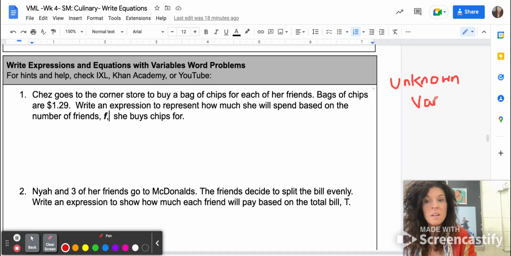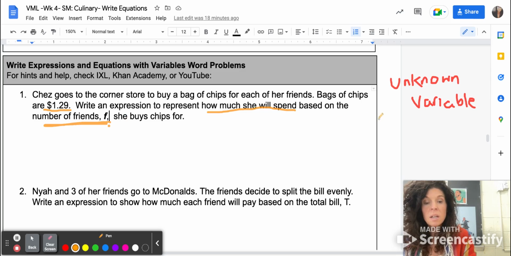We're going to read it again, find the important information. So Shay goes to the corner store to buy a bag of chips for each of her friends. Bags of chips are $1.29. Write an expression to represent how much she will spend based on the number of friends F she will buy chips for. So our important information here, we know that chips are $1.29. And we need to know how much she will spend based on the number of friends F. That's not a number there, but it's really important that we're going to use F.